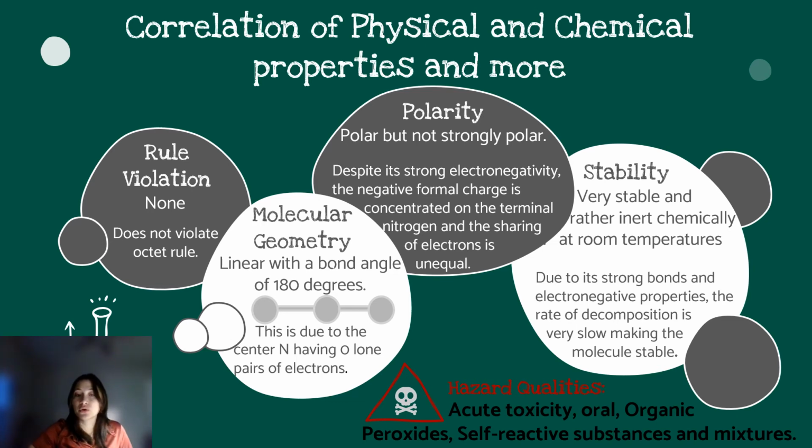Polarity. The polarity of nitrous oxide is polar, but not strong. Despite its strong electronegativity, the negative formal charge is concentrated on the terminal nitrogen, and the sharing of electrons is unequal. Stability. It is a very stable molecule, and rather inert chemically at room temperatures. Due to its strong bonds and electronegative properties, the rate of decomposition is very slow, making the molecule stable. Its hazard qualities are acute toxicity, oral, organic peroxide, and self-reactive substances and mixtures.